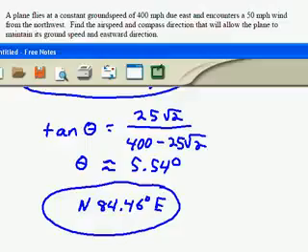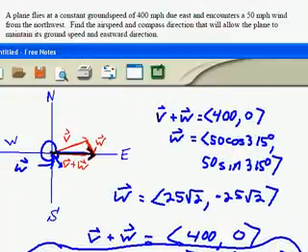So that's the direction of the plane. Again, I got that by looking at the picture, realizing that this angle right here is the 5.54 degrees. But bearing, I'm going to measure from either the north-south line. In this case, since I'm in the first quadrant, I'm going to start with the north and measure this angle here. So my velocity vector V is north 84.46 degrees in the eastward direction.